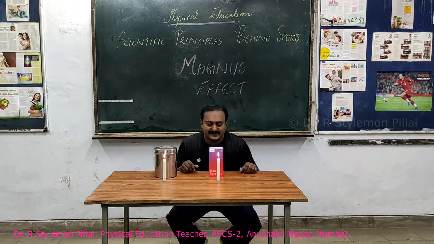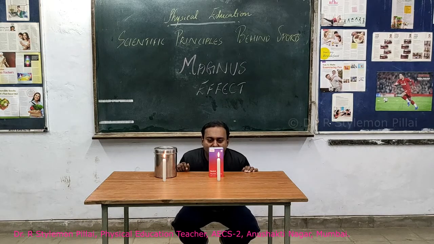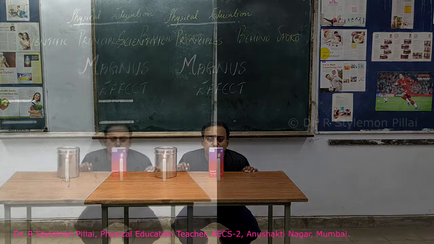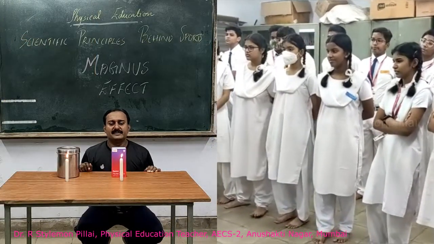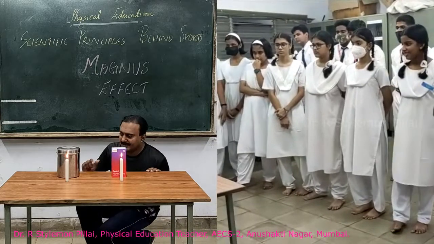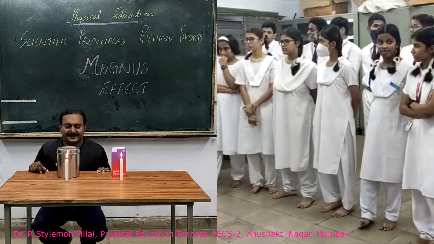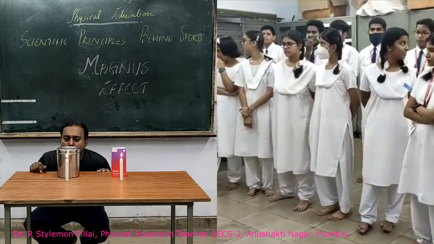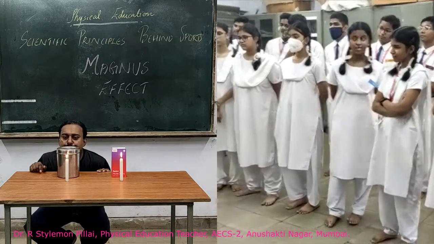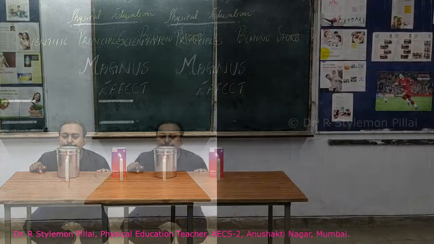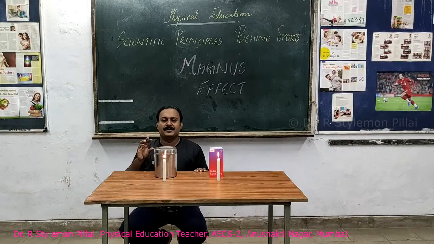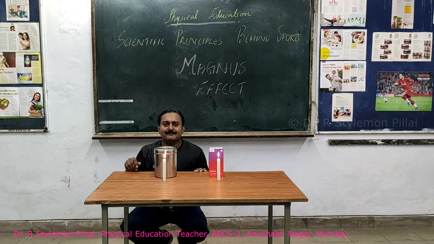So this is a square box. I am blowing the air. You can see there's no change. Now let's come to the spherical part. You can see the flame going to be extinguished.